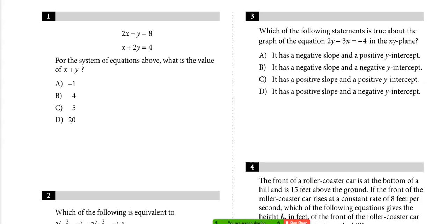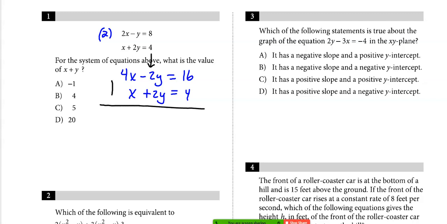So let's just go after one of the letters. If I multiply this top row by 2, I'm going to eliminate y's when I add them up. So the top row will be 4x minus 2y equals 16. And the bottom row, I'm going to leave the same. x plus 2y equals 4. Why I multiplied by 2 is because I wanted to get opposites. I got a negative 2y and a positive 2y. And when I add those, they'll cancel. So I'm going to add them up. I'll get 5x equals 20, which gives me x equals 4.